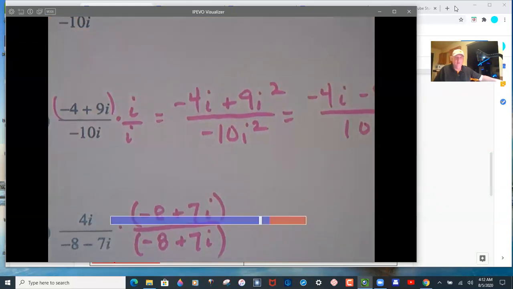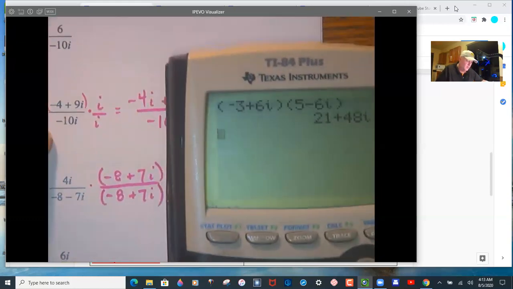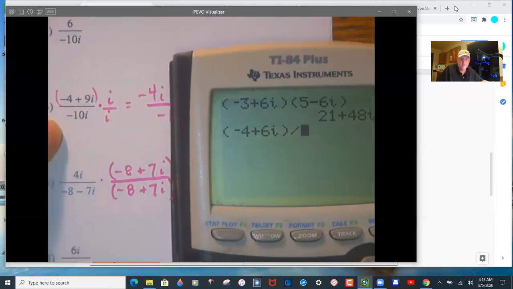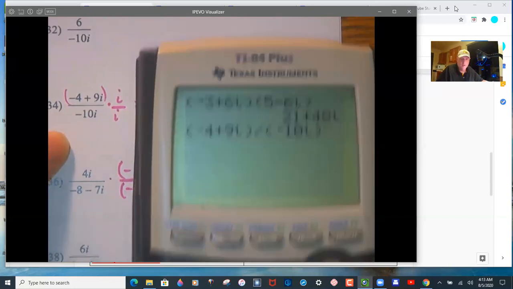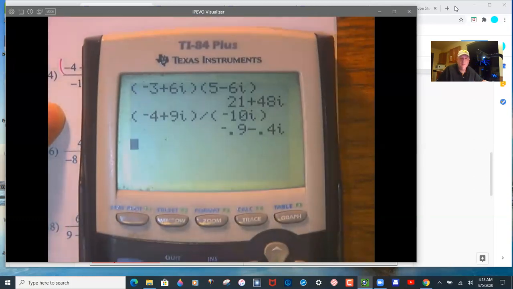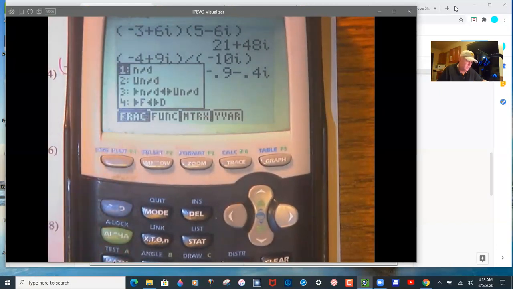Now, what does the calculator look like when you actually do this? You have to put it in. You don't want to use your fraction entry tool because for some reason it doesn't work. You have to divide like this: plus 9i, and then get your answer, and then over -10i. Okay, so sets of parentheses are on both, and then it will produce this. And then after this, you can use your fraction key to reduce.